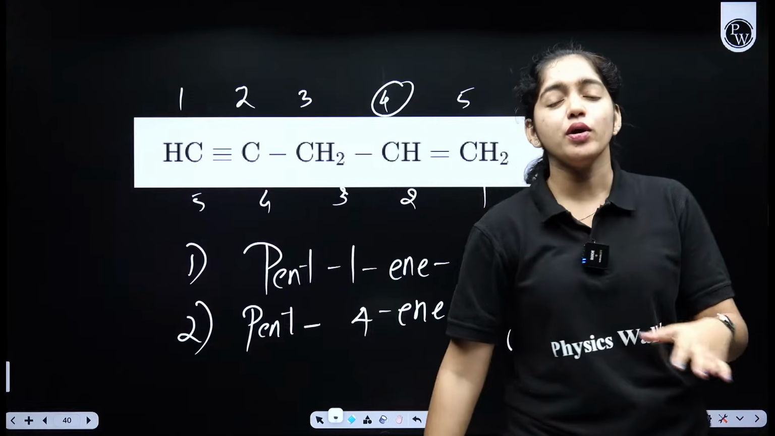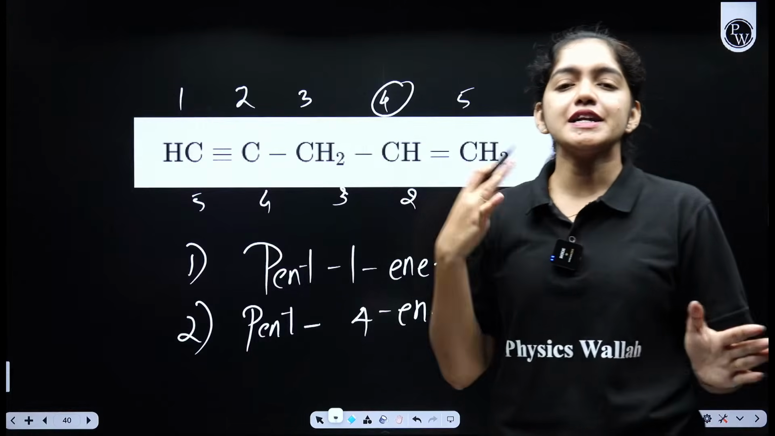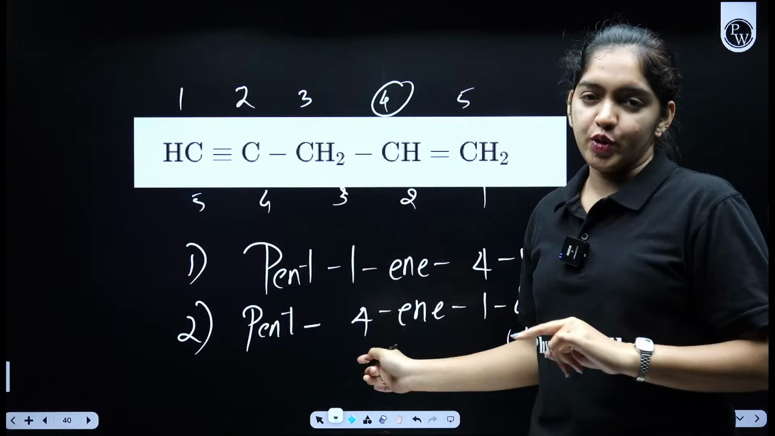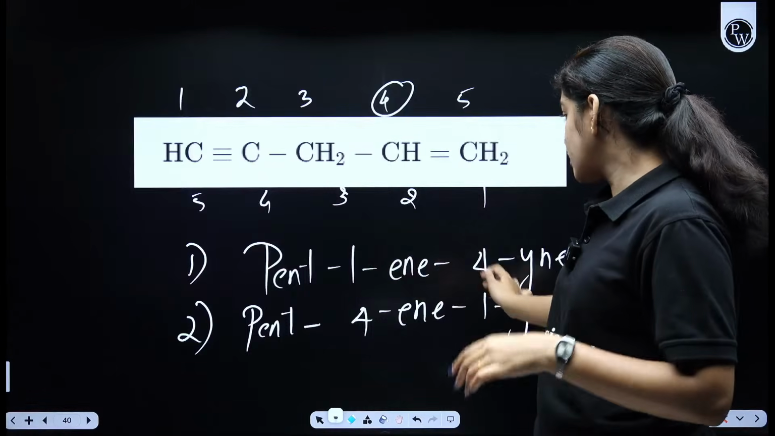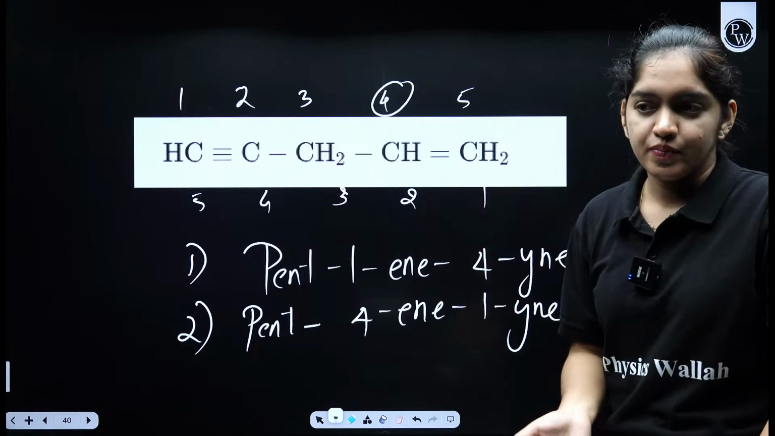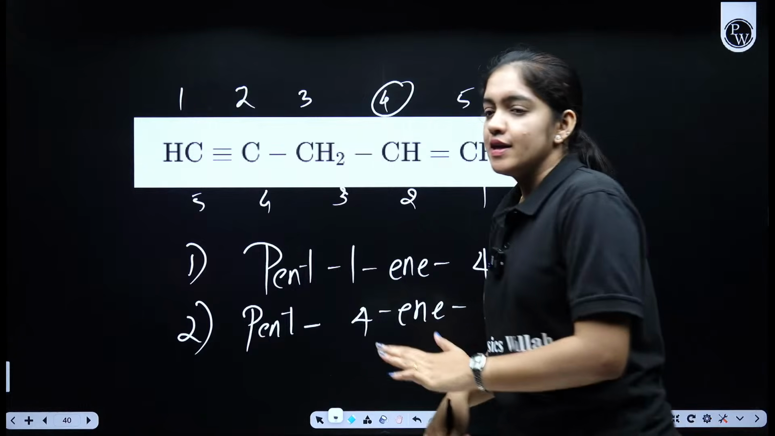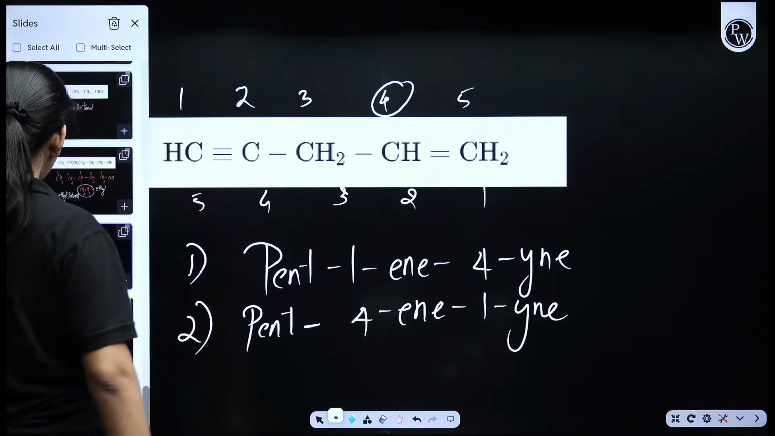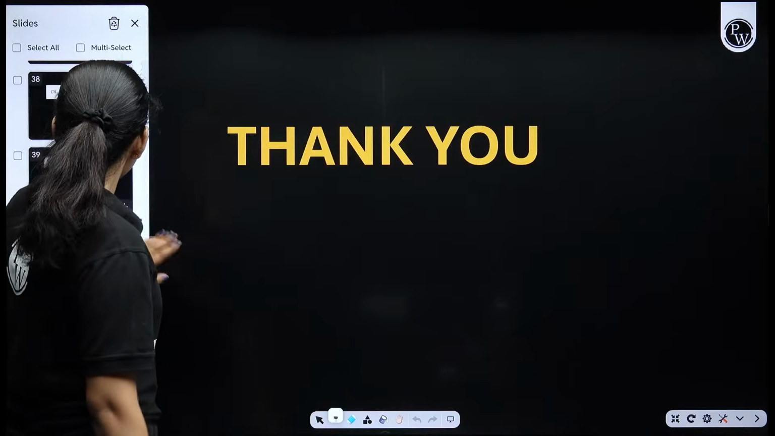Just check the priority order. If double and triple are coming, which we should give the priority, then do the answer. Okay, 2 options are there. Pent 1 ene 4 ine and pent 4 ene 1 ine. Okay, try to do the question. Is that okay? Okay, now, so in this class, we have discussed everything, almost everything have covered.